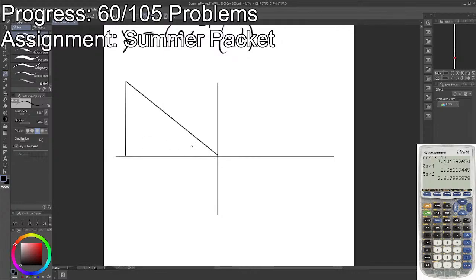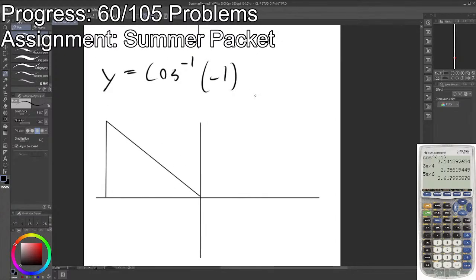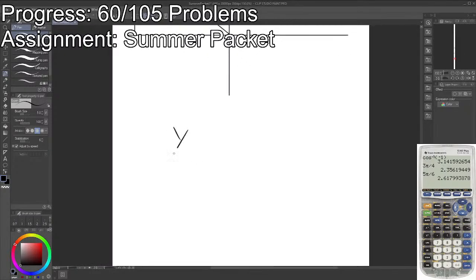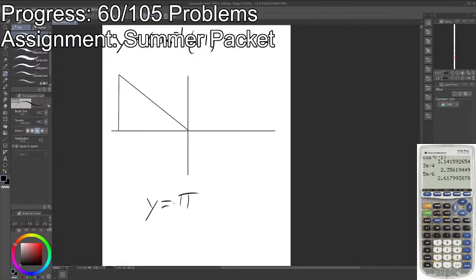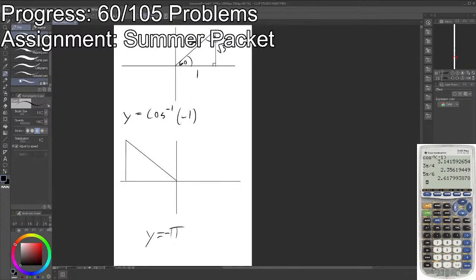How do you even draw a reference triangle for this? You can't. Like you just, I don't know. The answer is y equals negative pi. Yeah. I don't think you can draw a reference triangle.